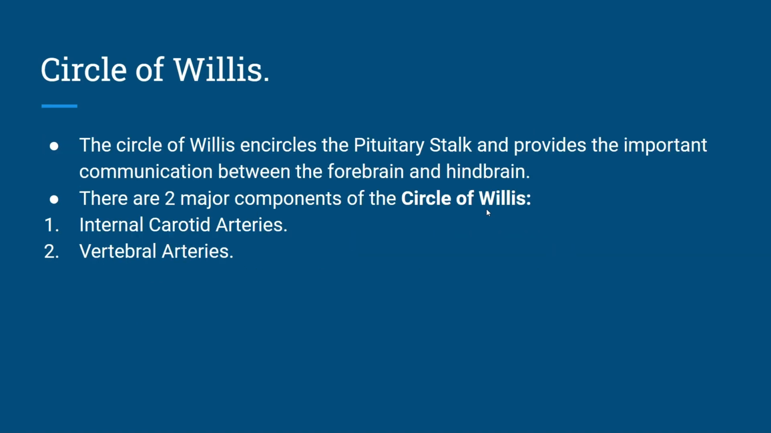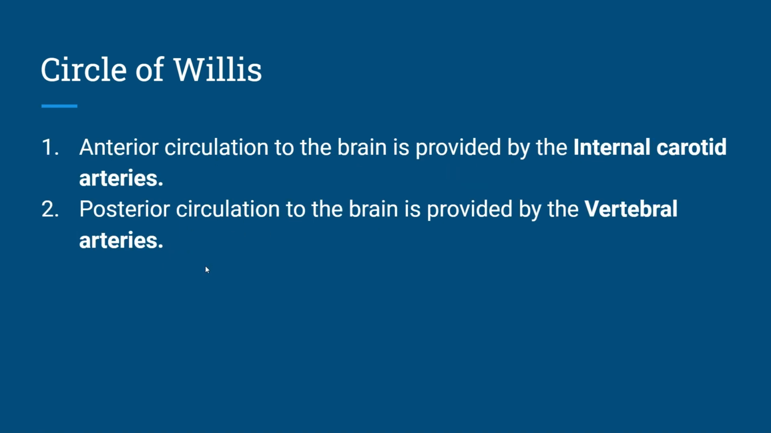So the very first thing that we are going to learn for the blood supply is the circle of Willis. The circle of Willis encircles the pituitary stalk and it provides the important communication between the forebrain and the hindbrain. So there are two major components of the circle of Willis. The first one is the internal carotid arteries and the second one is the vertebral arteries. So the anterior circulation to the brain is provided by the internal carotid arteries, and the posterior circulation to the brain is provided by the vertebral arteries.